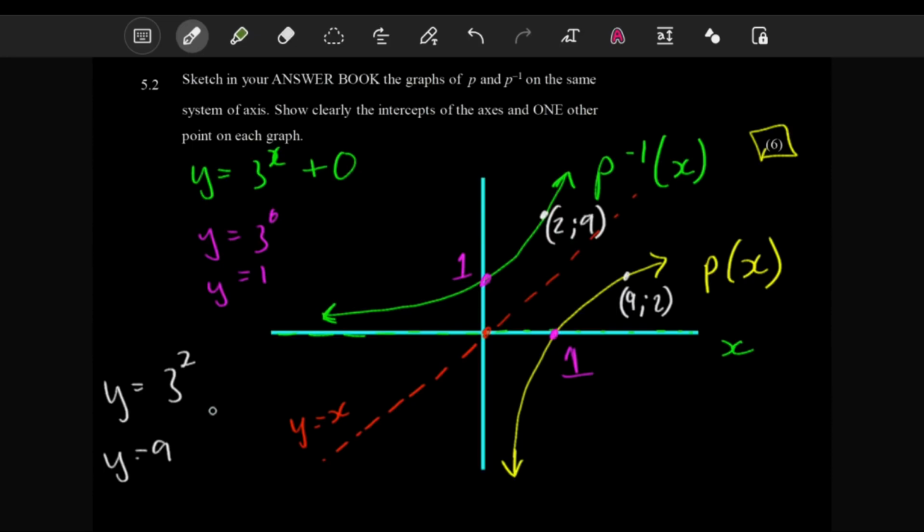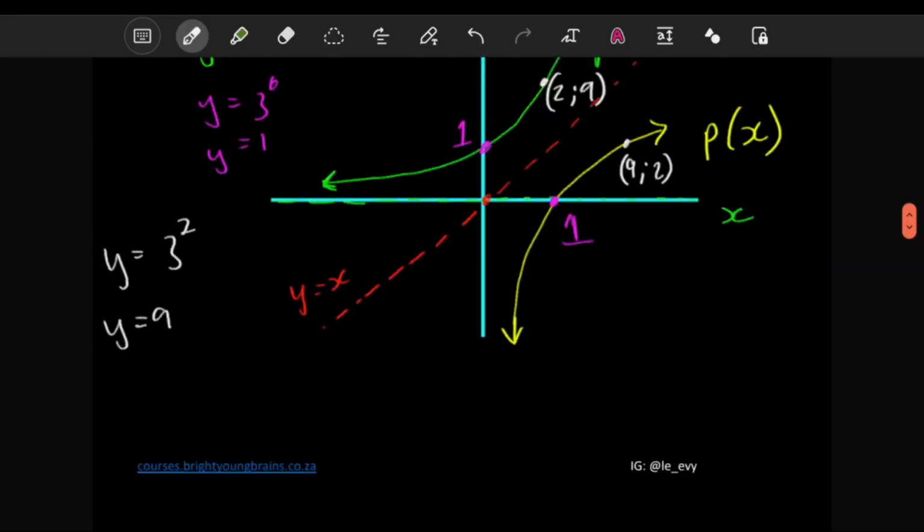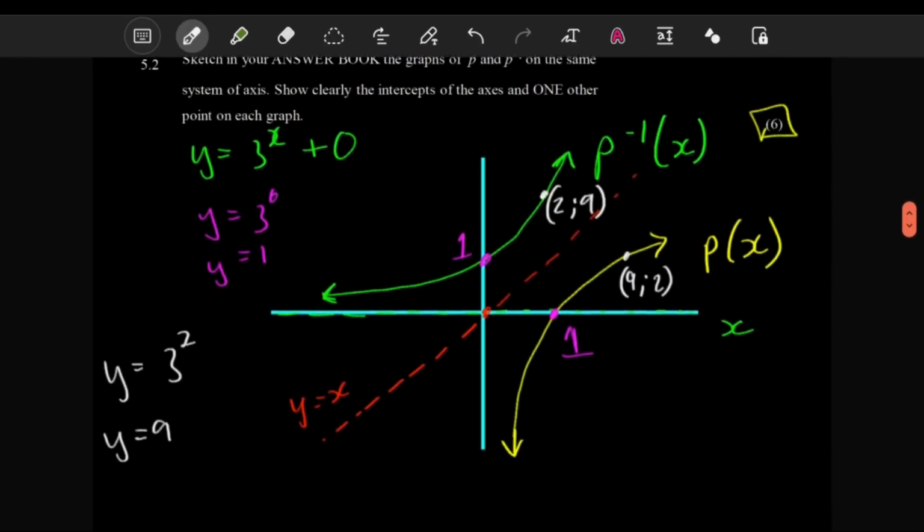That's how you're going to get the other coordinate. You can literally choose any random x value and then get the corresponding y value, and then you are sorted. So let us move on. Let me make sure I put everything there.